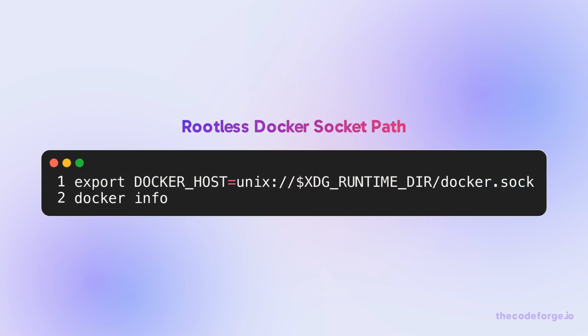Rootless Docker runs the daemon without root privileges and uses a different socket path, typically $XDG_RUNTIME_DIR/docker.sock, e.g., /run/user/1000/docker.sock. The error "cannot connect to the Docker daemon" in rootless mode often means the DOCKER_HOST environment variable is not set or the socket is missing. Use export DOCKER_HOST=unix://$XDG_RUNTIME_DIR/docker.sock to connect.